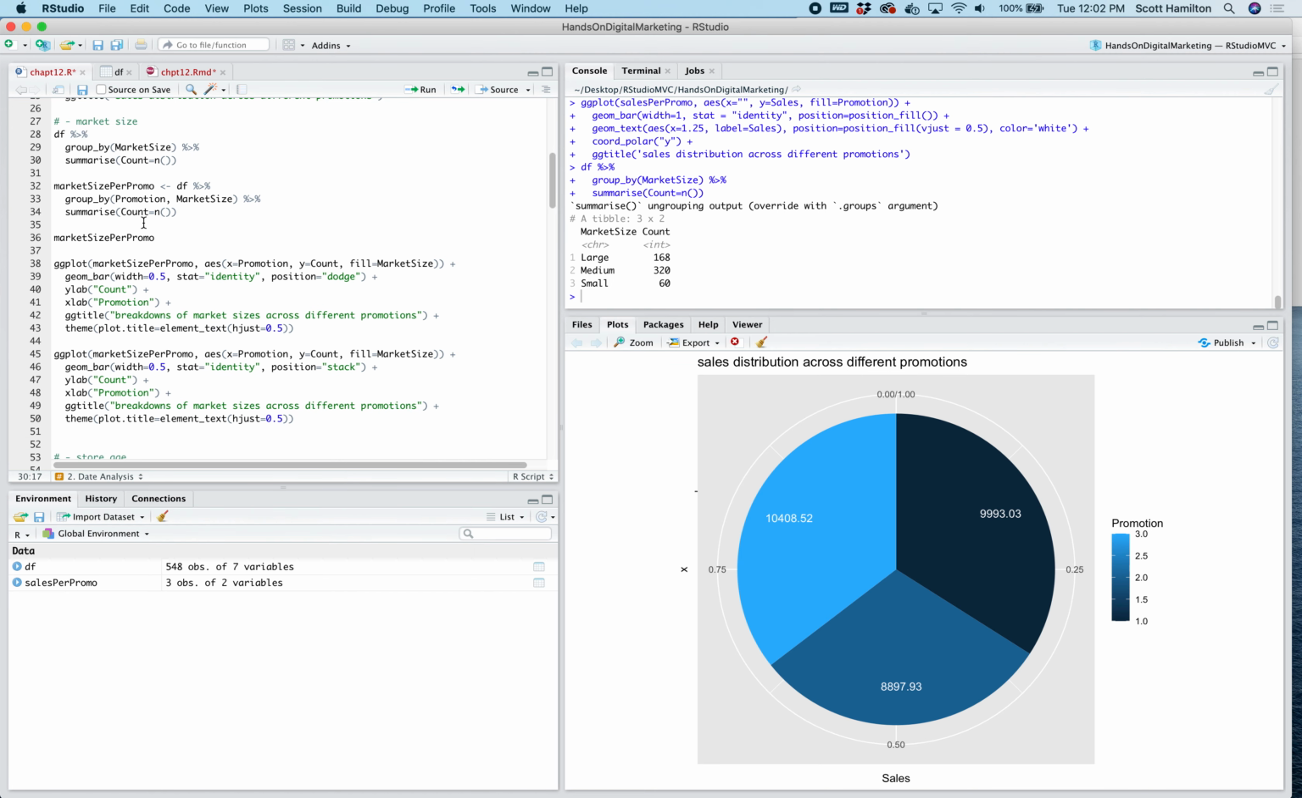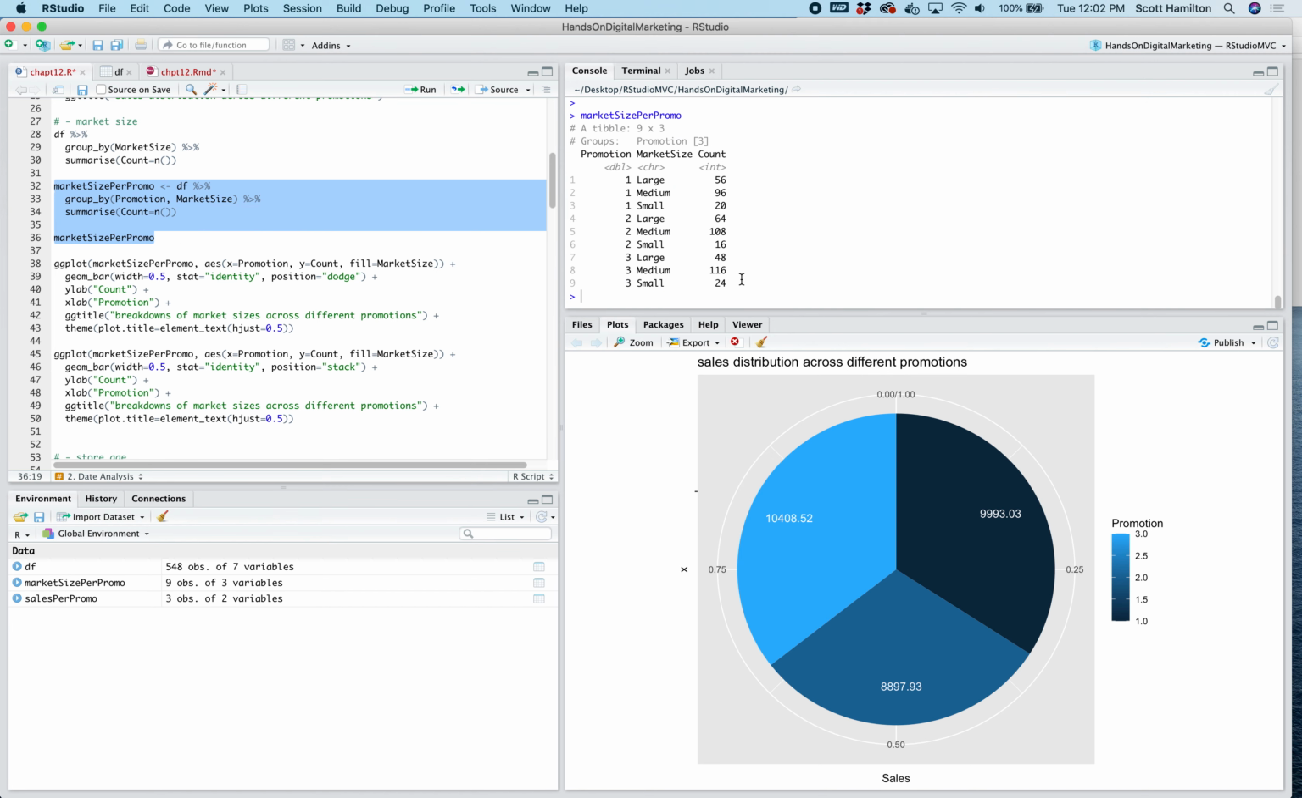Now we're going to look at market size per promo, and so this is just what I'm saying. We're adding our data set, we're piping it through a group by of promotion, which is going to have 3 options, and market size, which we now know is also going to have 3 options, and we're going to give a count of each. So we're looking at which market size got the most of promo 1 potentially. So I run that through and I'll get this little output. So now I can see, looks like promo 3 at the medium was the most, right? That's the most number of observations that we have there at 116.